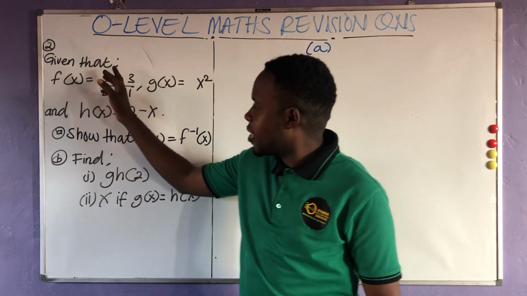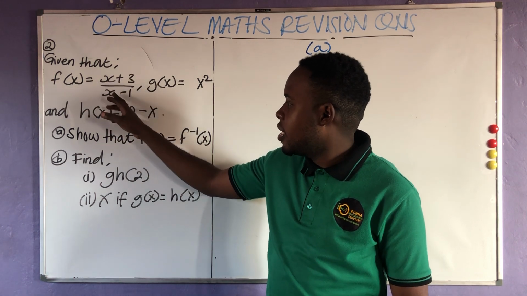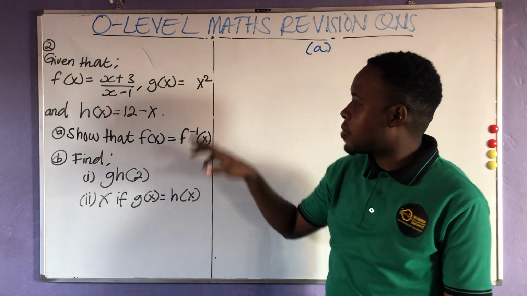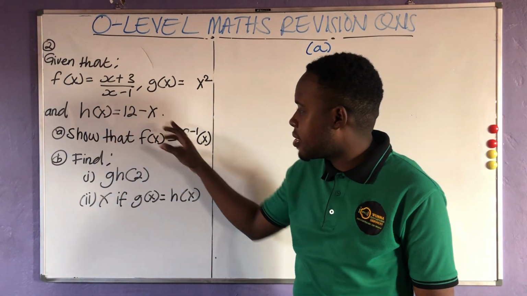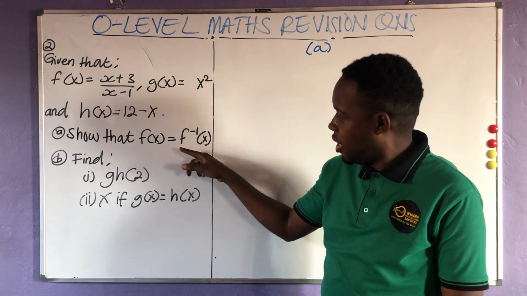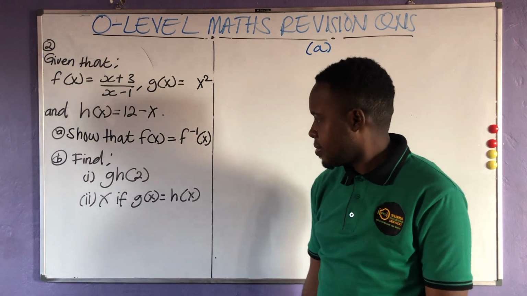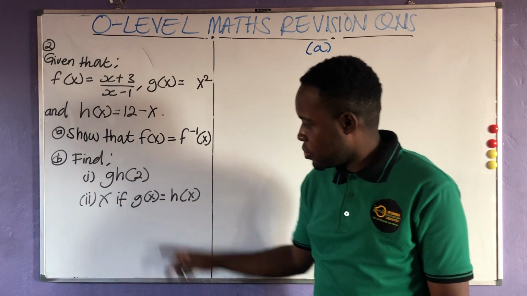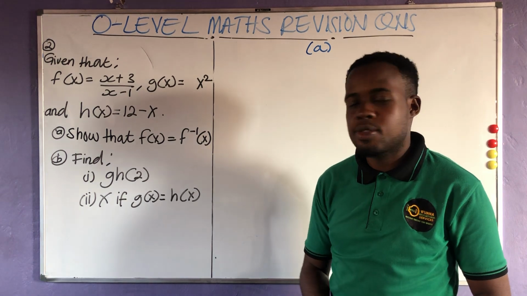They are saying that given that we have a function f of x being equivalent to x plus 3 divided by x minus 1, and another function g of x being equivalent to x squared, and another function h of x being equivalent to 12 minus x. Now they want us to show in part A that f of x is equivalent to the f inverse of x. The function is equivalent to its inverse. Then in part B, they want us to find g of h of 2. Then they also want us to find x if g of x is equivalent to h of x.